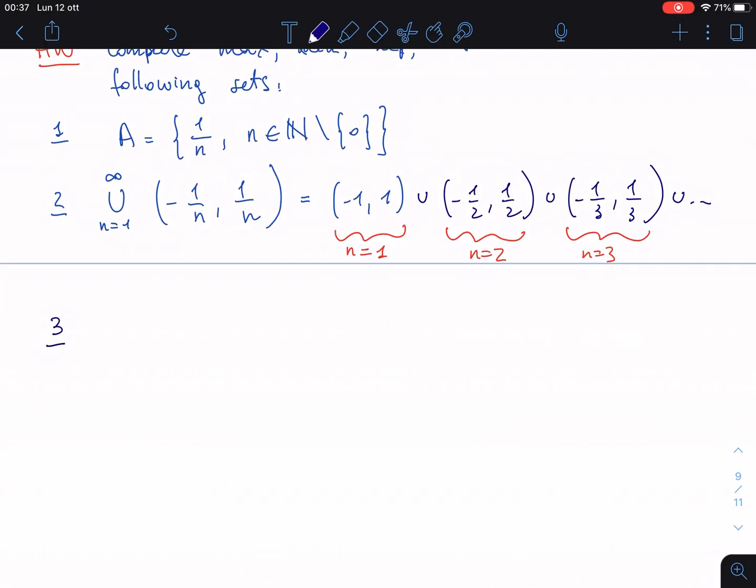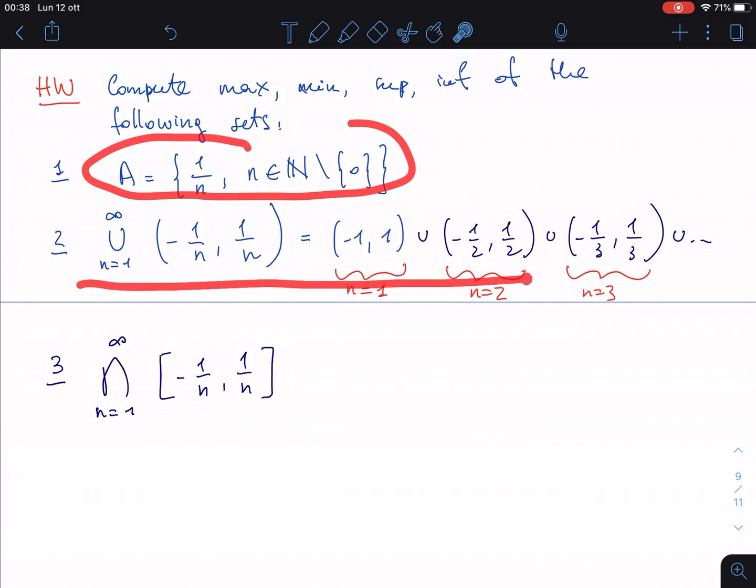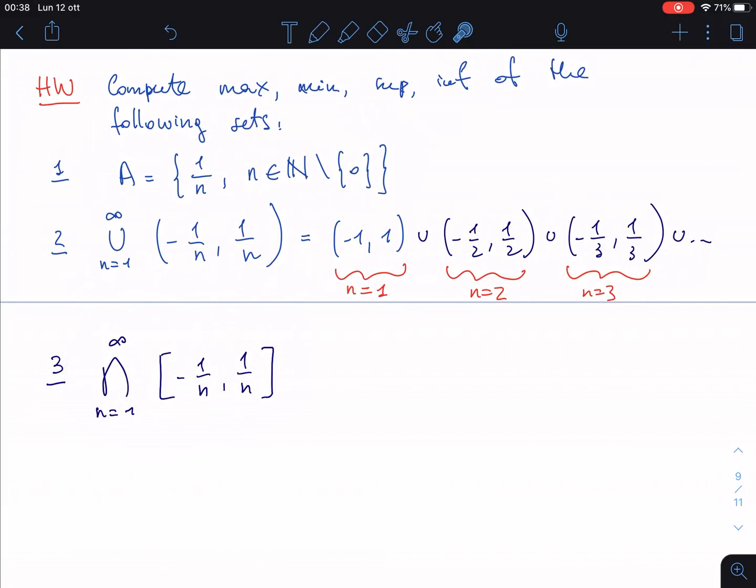Third, the same with the intersection, but this time of closed intervals. And you will see what happens. Okay? So these exercises are basically made of 2 steps. The first step consists in understanding what kind of sets they are, and once you write down the set, it is very easy to write down max, min, supremum, and infimum. Okay?